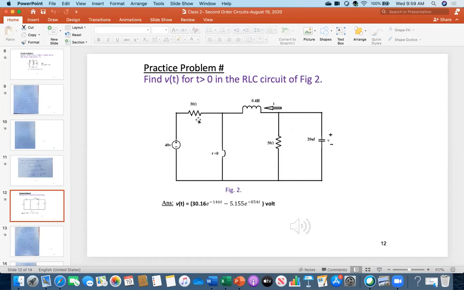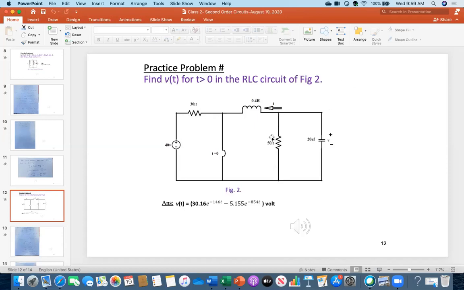This R is 30 ohm. Here you see I have written t equal to 0 for this switch. This means initially this switch was open. At t equal to 0, the switch is getting closed. This is 50 ohm resistance, this is 20 microfarad capacitance, and this is 0.4 Henry inductor. So those values are given, but initial conditions are not given.